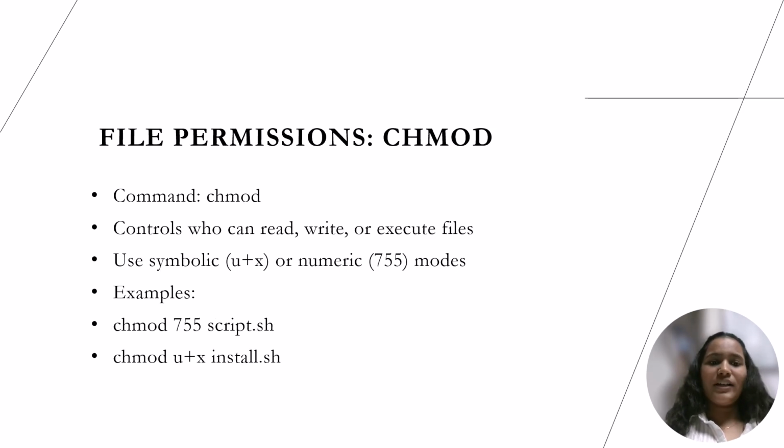Now, let's look at how Linux deals with file permissions. Linux controls access to files using permissions: read, write, and execute. To see the permissions, run ls -l. To change a file's permission, we use the chmod command. For example, chmod 755 script.sh. This gives the owner full access and others read and execute permissions. You can also use symbolic notation. For example, chmod u+x script.sh. This adds execute permission to the user.